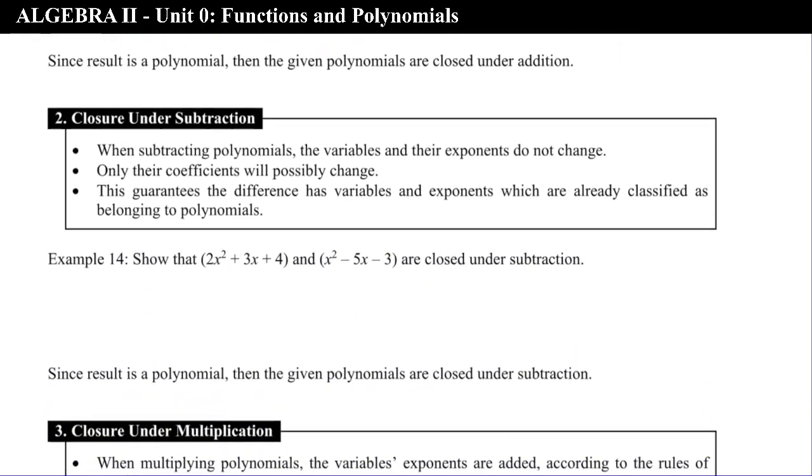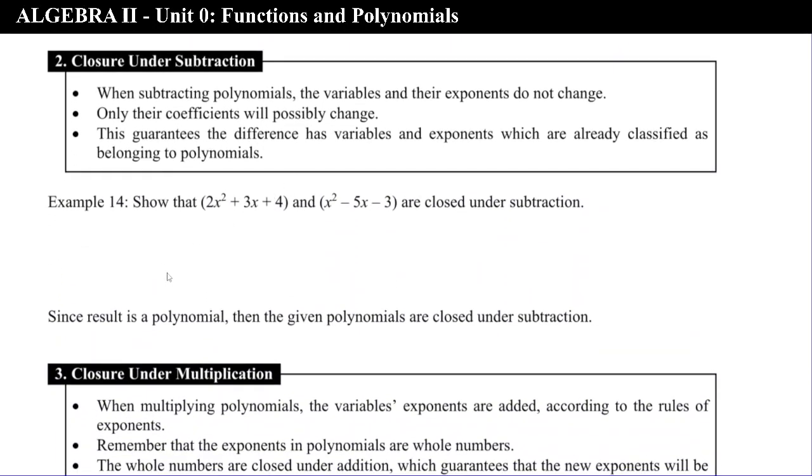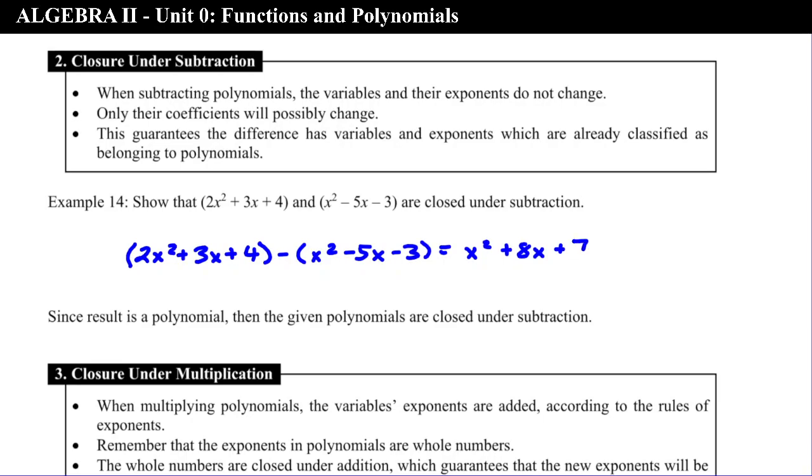The same can be said for subtraction. Okay, so let's take the same example, the same two polynomials, but instead of adding them, let's subtract them this time. And when we do, we're going to end up with x squared plus 8x plus 7. Well, that answer is a polynomial. So since that answer is a polynomial, then we can say that polynomials are closed under subtraction. And not just because this polynomial works that way, but because all polynomials work that way.